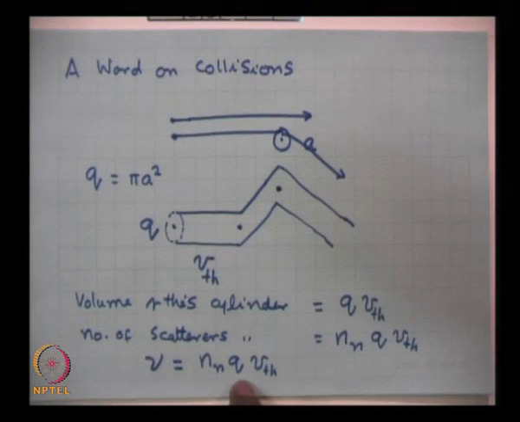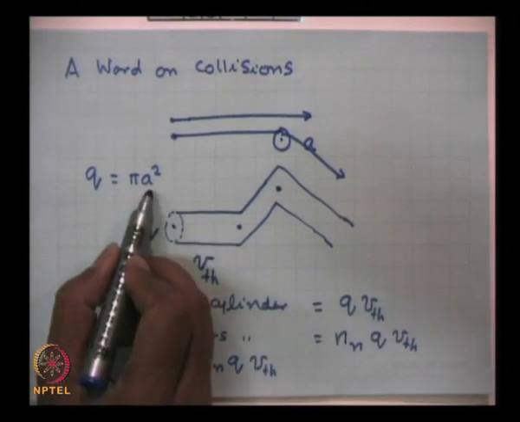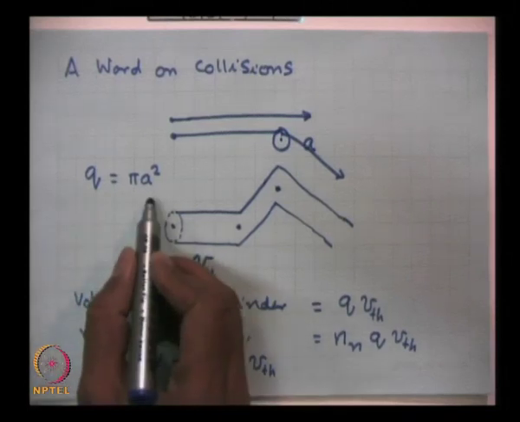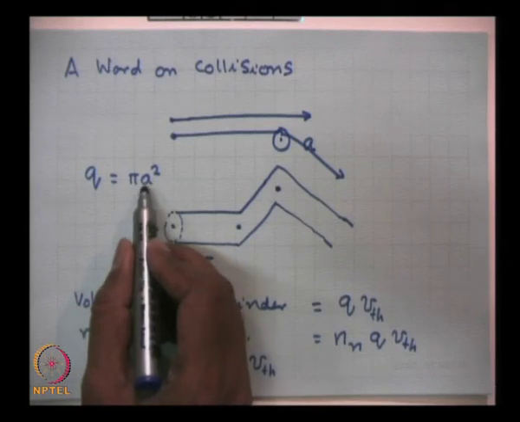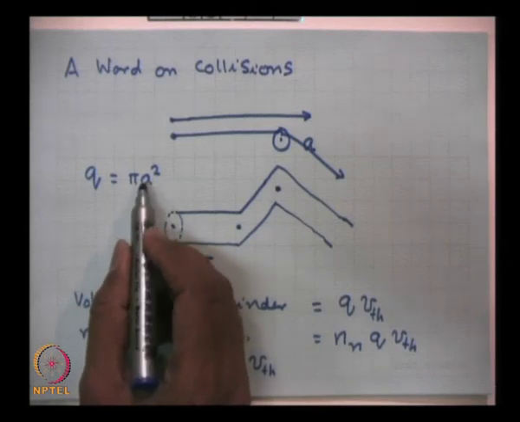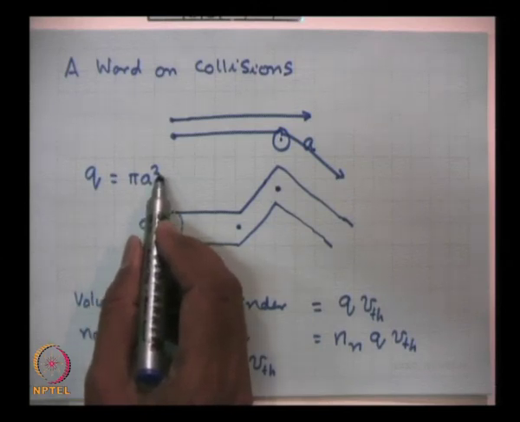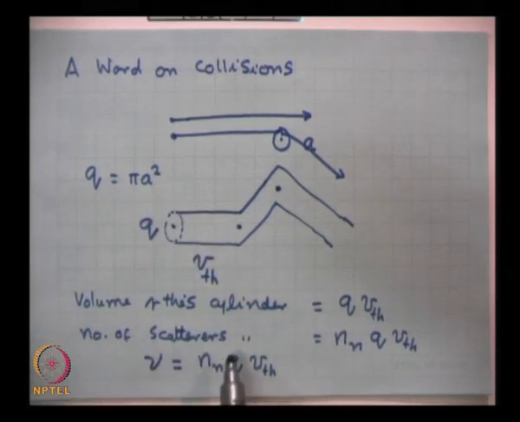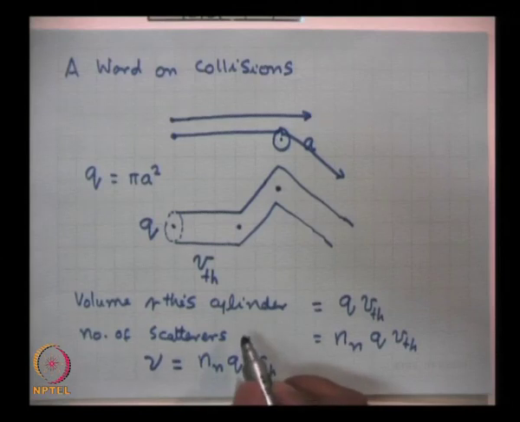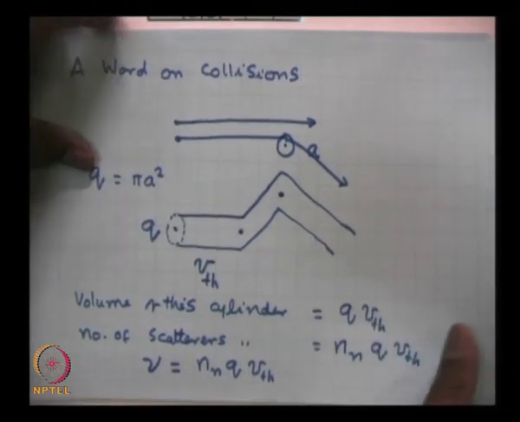For neutral particles, q is simply equal to pi a square, where a is the radius of the atom, which is of the order of an angstrom or few angstroms. So, q is typically 10 to the power minus 19 meter square, but the case of collisions of electrons with ions is very different. Let us understand that also.